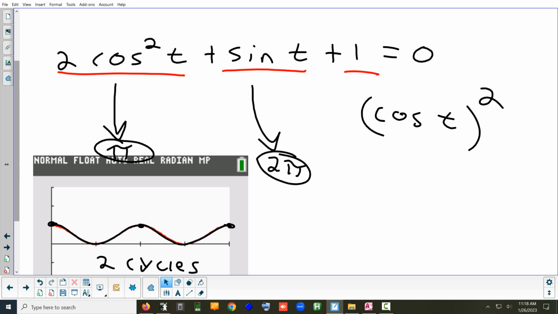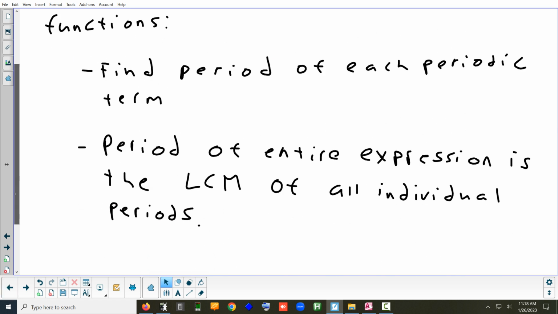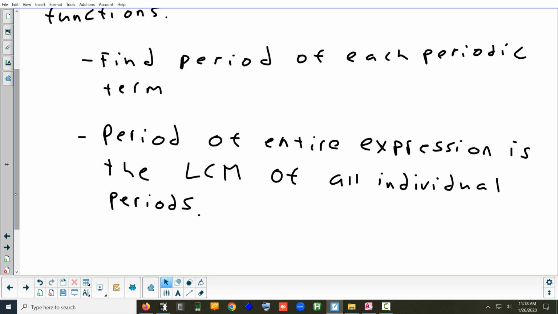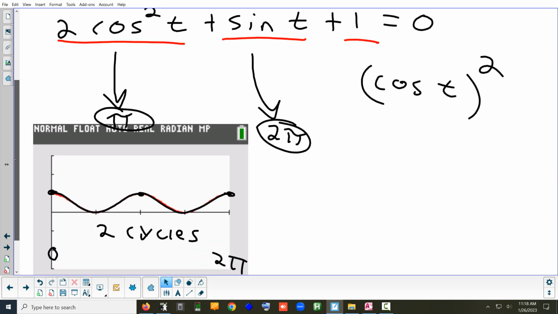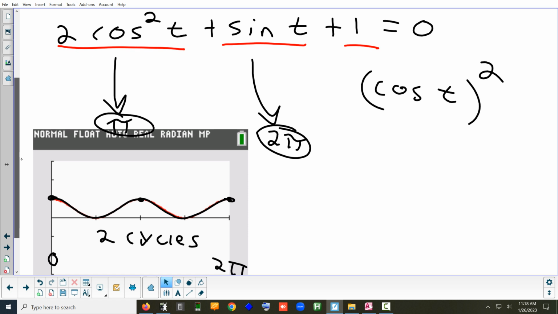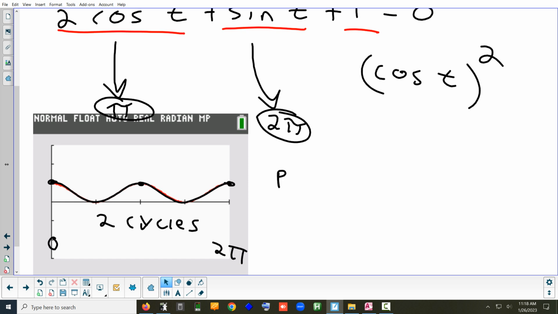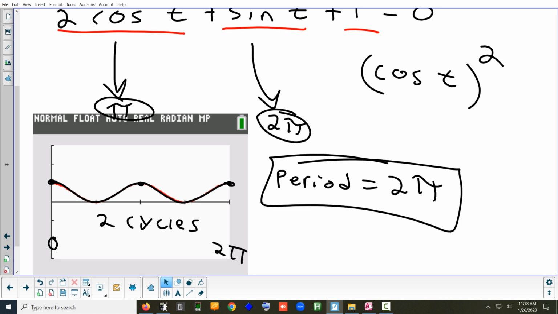Now that we know the period of each individual term, the period of the entire equation is the least common multiple of 2 pi and pi. 2 pi. Yep. So we're going to write that down. So the period is 2 pi. So when we're talking about what do we put on the end of each answer, that's what it is. It's a plus 2 pi in this case.